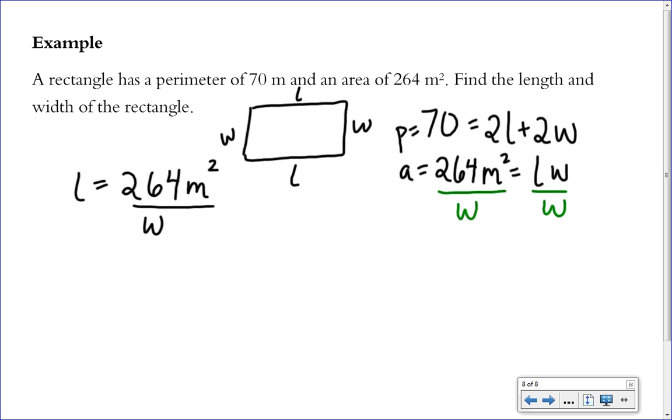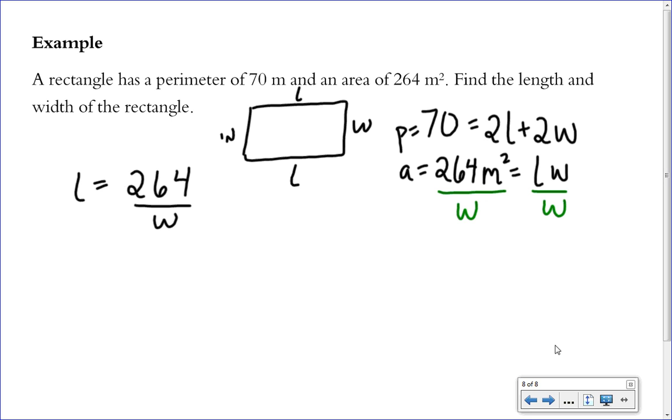The width will be in the measurement of meters, so that will work out in terms of the units in the end. I am going to disregard the units for working through this problem because I think it does clutter things up and make it a little bit confusing. So I'm just going to say the length is 264 divided by the width.